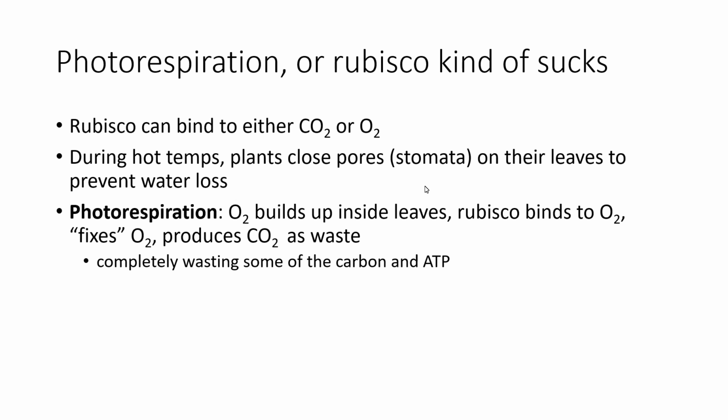So plants have pores in their leaves called stomata that open and close in response to heat and the amount of moisture in the air and things like that. When it's really hot, the plants close those pores in order to prevent water loss because they will lose water through dehydration. When that happens, O2 builds up inside the leaves, Rubisco binds to oxygen, fixes the oxygen, produces carbon dioxide as a waste product, and then just completely wastes a bunch of ATP that it's made. What? Why? Oh my gosh, Rubisco, what are you even doing?